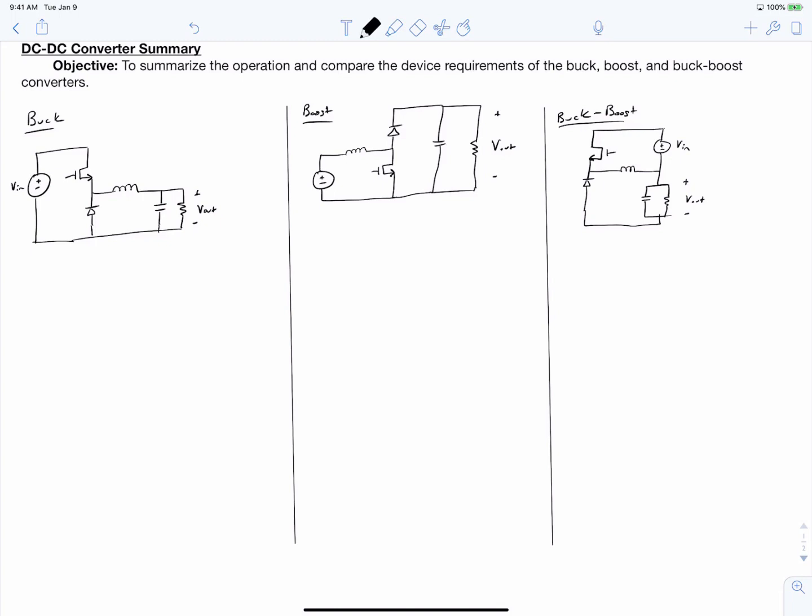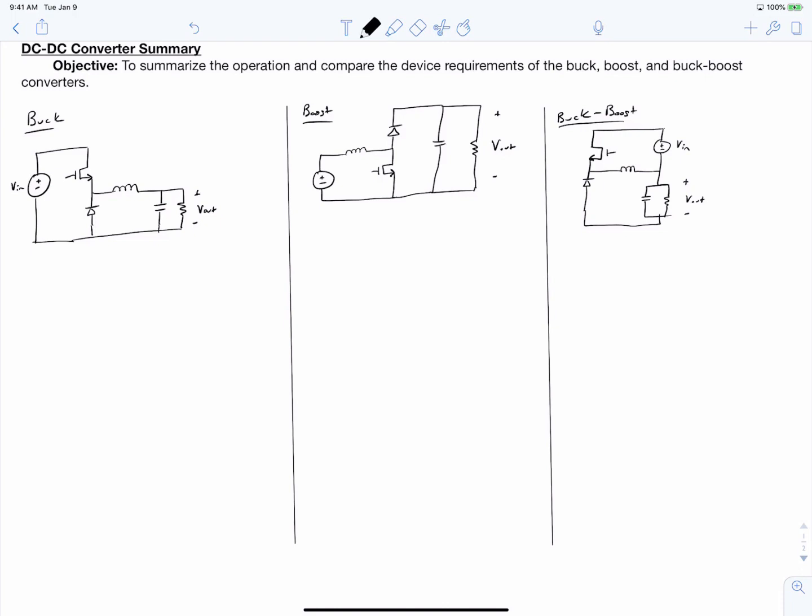We're now going to summarize various results that we derived in the preceding 3 videos for each converter. We're going to do this to compare the converter requirements and extract some fundamental nuggets of information that help us decide which converter is necessary for our application.